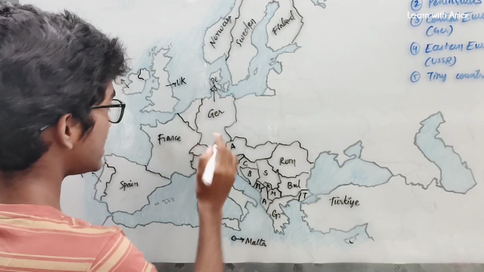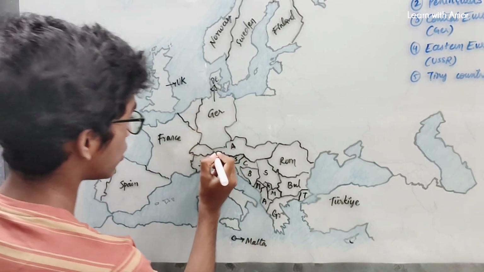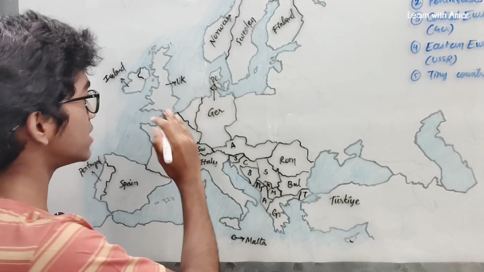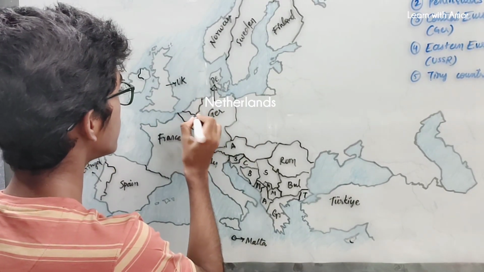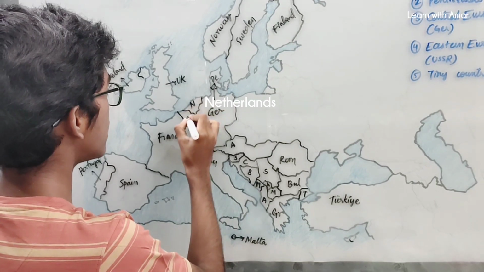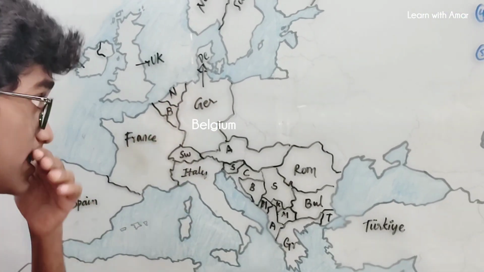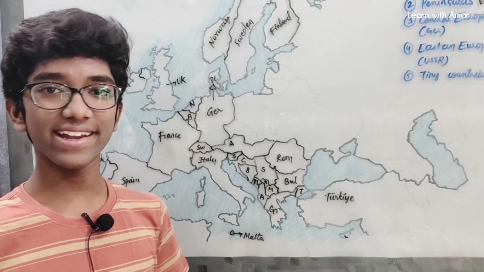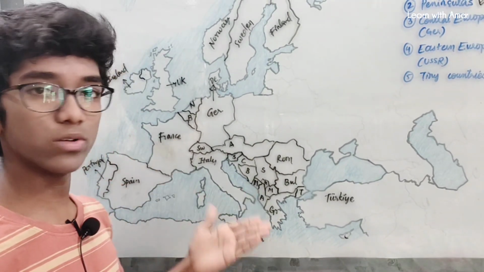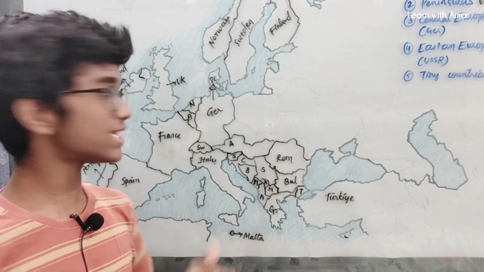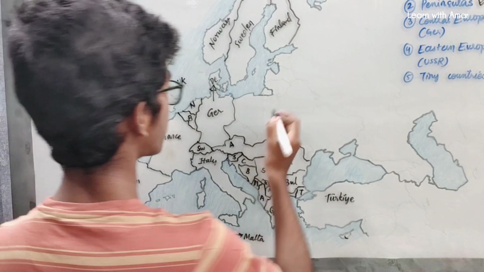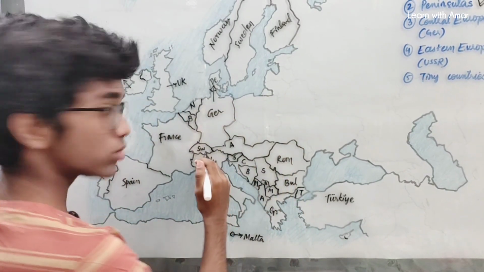Now we see a tiny country in the south of Germany over here. This is Switzerland, and to the west of Germany we find 2 countries. The upper one is Netherlands and the below one is Belgium. The speciality of Belgium is the headquarters of NATO, North Atlantic Treaty Organization, and also EU, European Union. Both the headquarters are present in Belgium, that is Brussels, the capital city of Belgium.